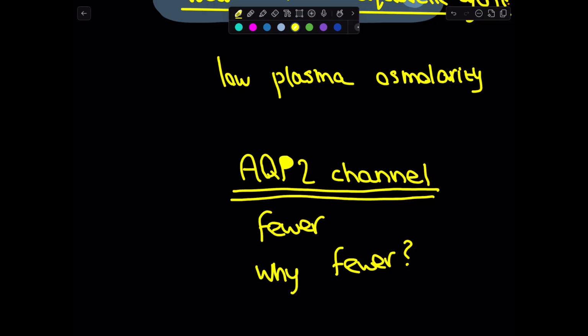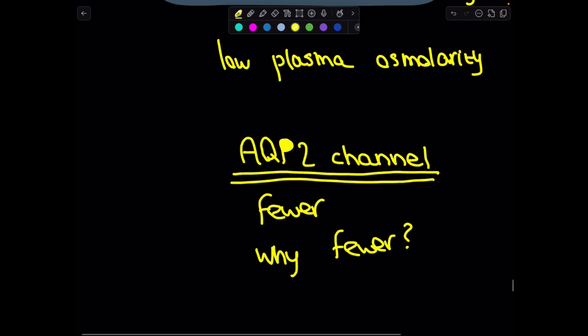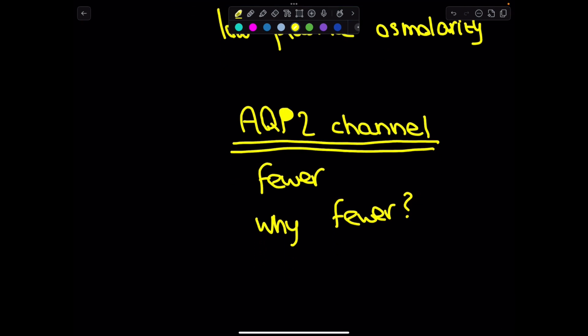Fewer AQP2 channels appear in the collecting duct's principal cell membranes when ADH, vasopressin, levels decrease, as ADH normally triggers AQP2 storage vesicles to fuse with the membrane, inserting the channels. Without ADH, e.g. from high fluid intake or drugs like tolvaptan, these vesicles stay intracellular, reducing water reabsorption and increasing urine output. This regulation ensures the kidneys excrete excess water to maintain fluid balance. I don't get it. Tell me again in a sentence how vasopressin is connected and why there's going to be fewer of them.